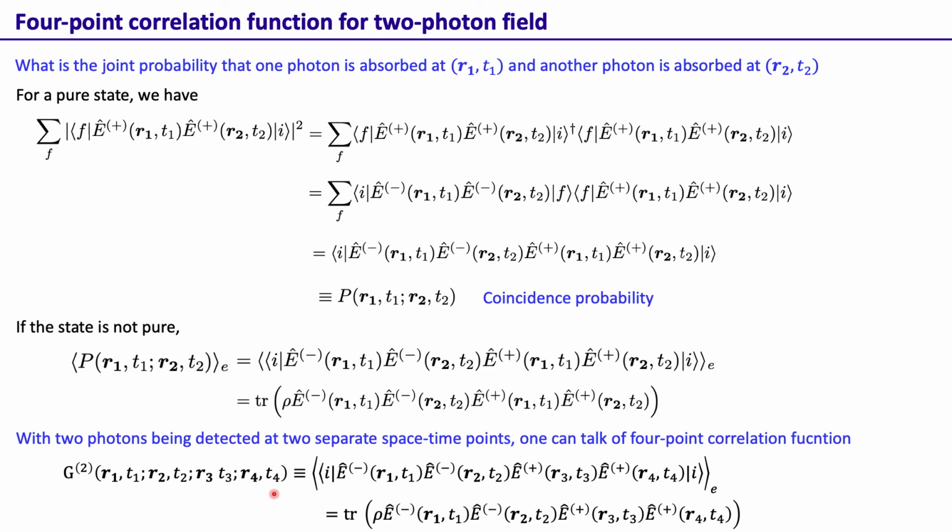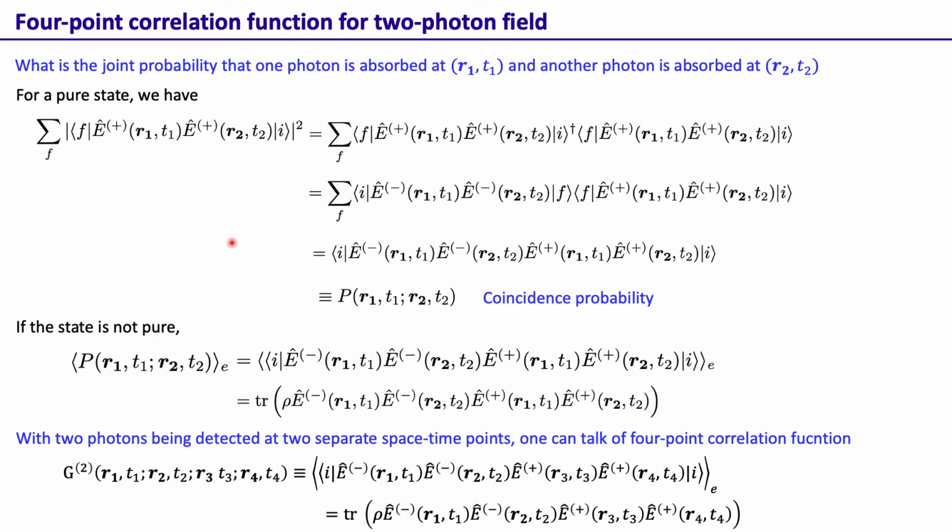If it's a mixed state, then of course we write it as a trace over this quantity. This quantity we will use when we are dealing with two-photon interference. That means here we are detecting two photons, so we will be using this quantity when we deal with two-photon interference, because there we will need to know how the field vibrations are correlated at these 4 separate points.